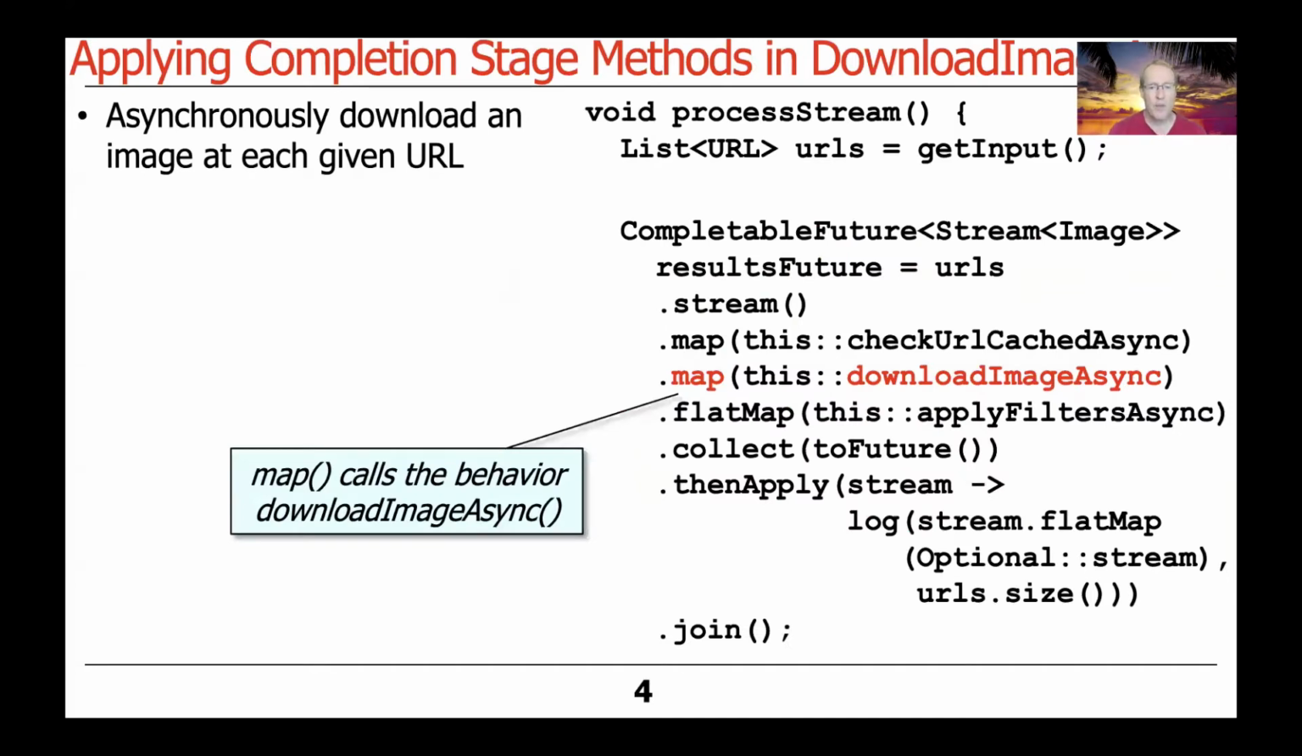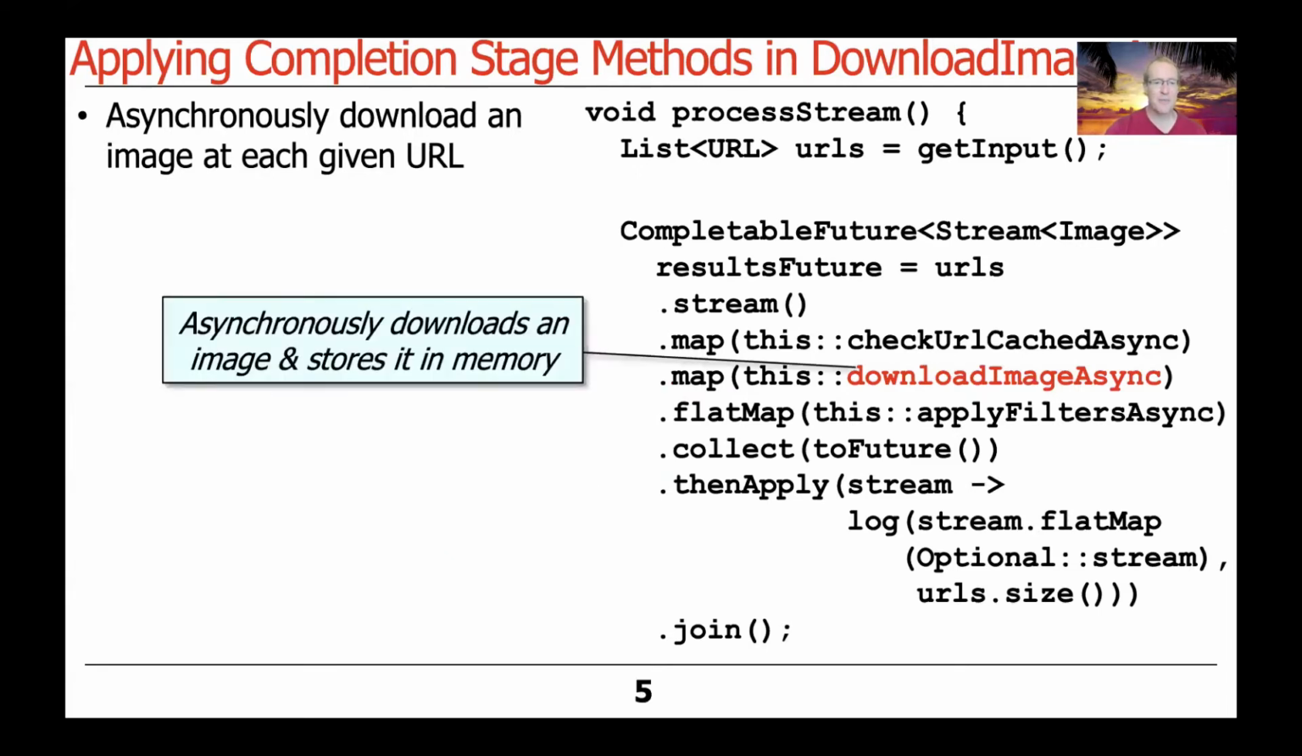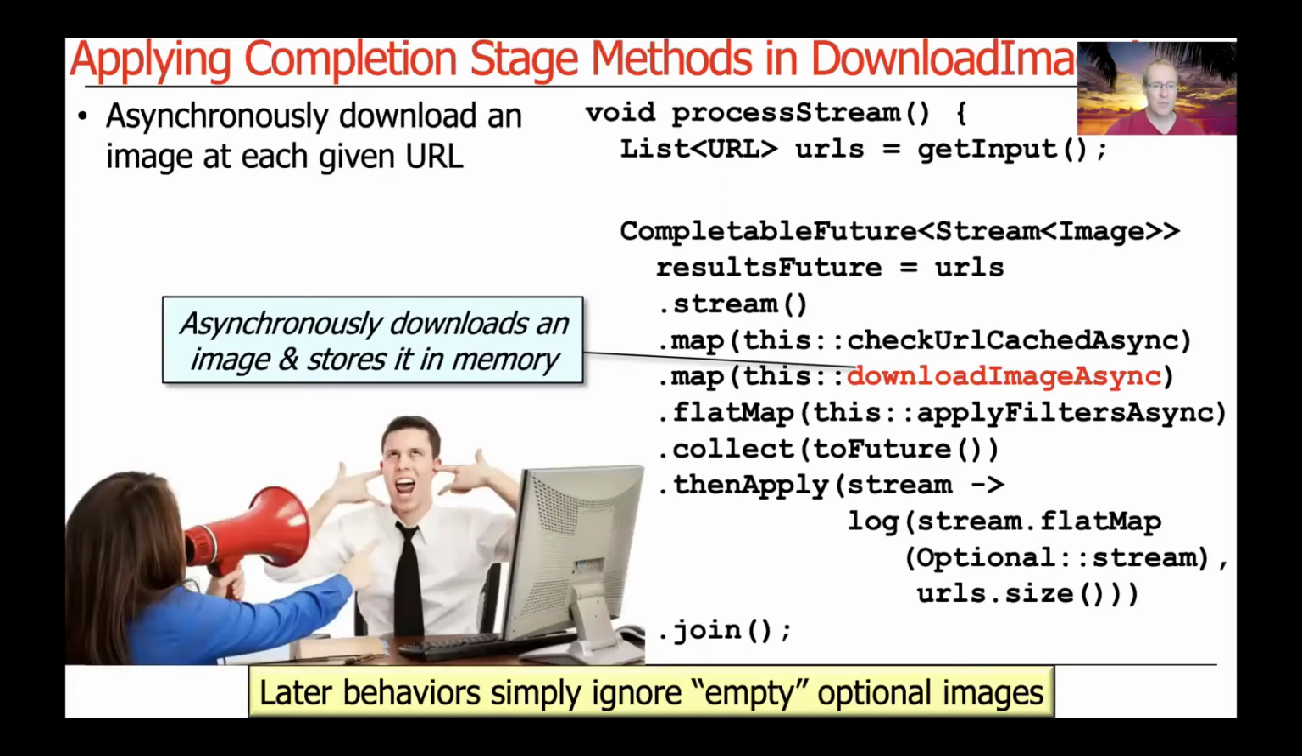So if you recall, download image async is a behavior that's passed into map. And the idea here is it will go ahead and download non-cached images. That's what its purpose is. And you can also guess by the use of the suffix async that it's going to do it asynchronously. So it'll asynchronously download the image and then ultimately arrange to get it processed. And while it's arranging to get it processed, that image will be stored in memory. So it doesn't actually get into the file system until it's been filtered and transformed and stored.